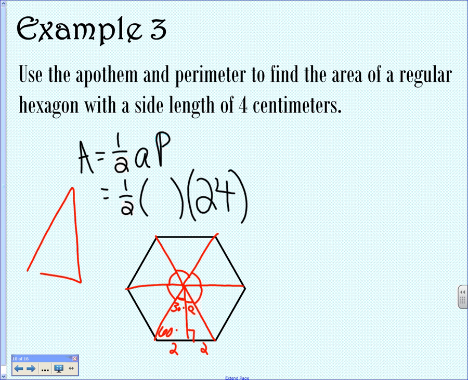Okay, so this is my 60-degree angle, and this is my 30. Where does my 1 go? My 2. Square root of 3?